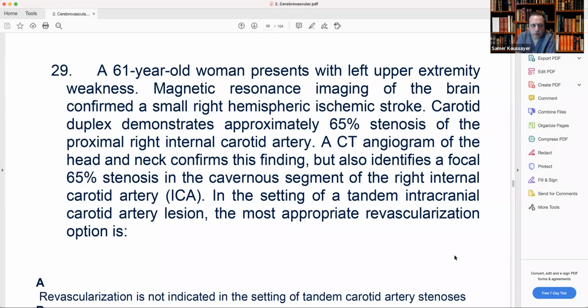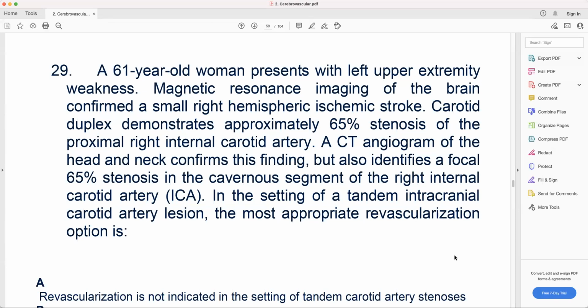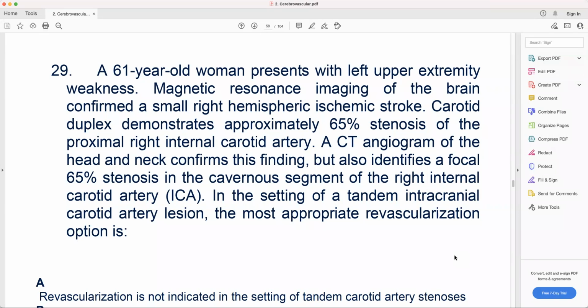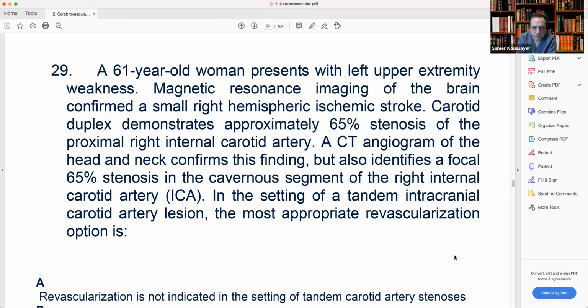So this is a good question. Today all questions are good really. Tandem lesion, because you may also see it in your clinical life. You see internal carotid 65, and then you go intracranial, you see another 65 or 70 or 80 or 90. How to treat that? When I was a fellow, I knew how to treat that, and until now, it's still the same. We didn't change.